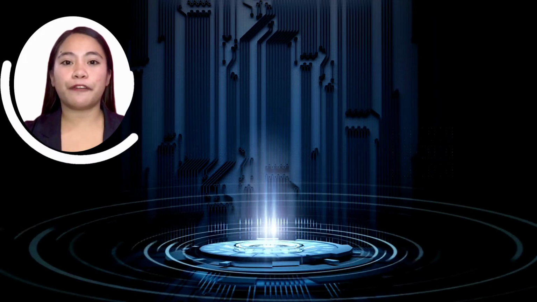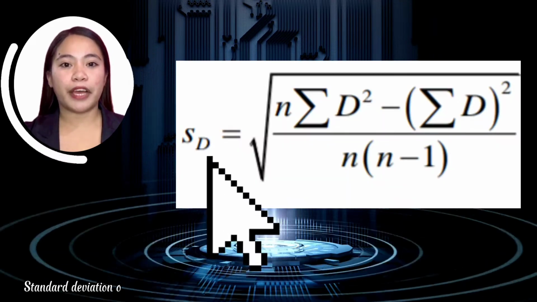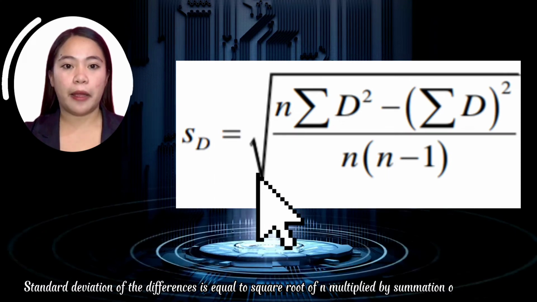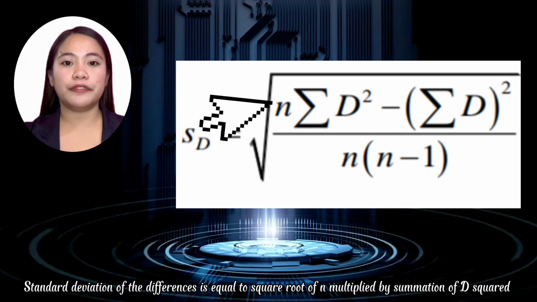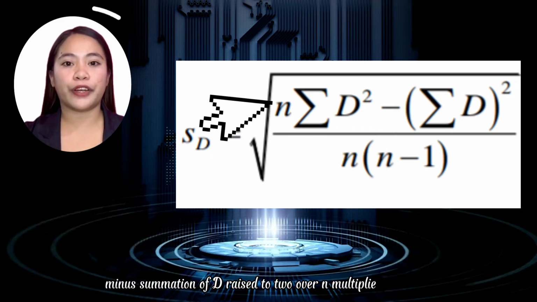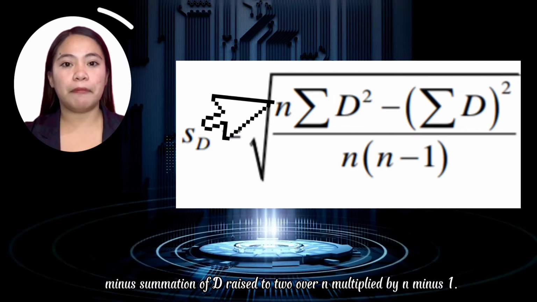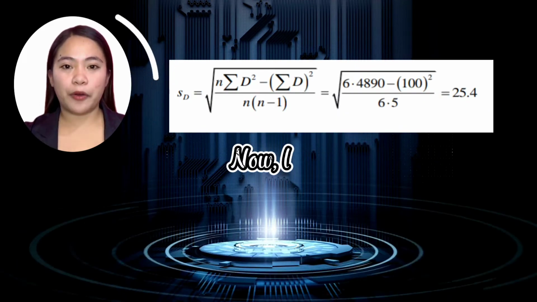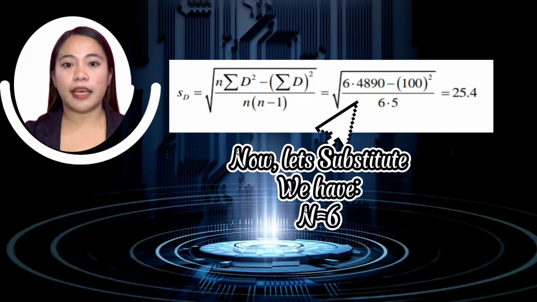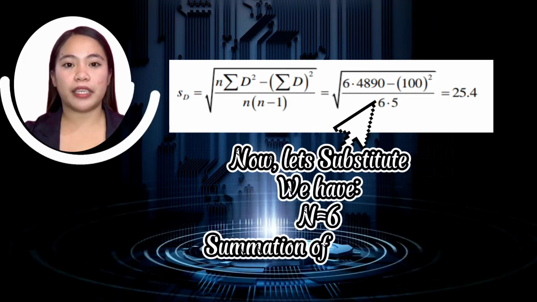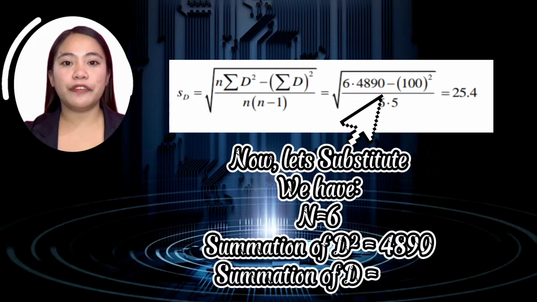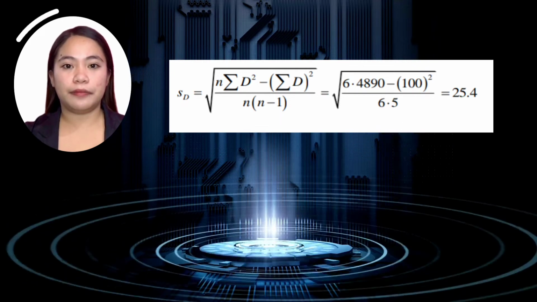So after completing the table, we can now find the standard deviation of differences. We can use the formula. Standard deviation of the differences is equal to the square root of n multiplied by summation of d squared minus summation of d raised to 2 over n multiplied by n minus 1. Now, let's substitute. We have n is equal to 6, summation of d squared is equal to 4,890, and summation of d is equal to 100.